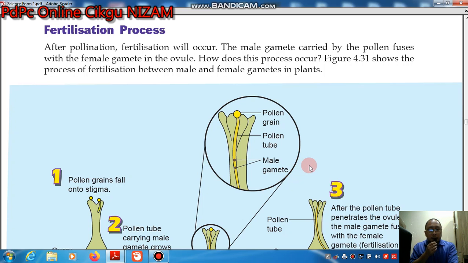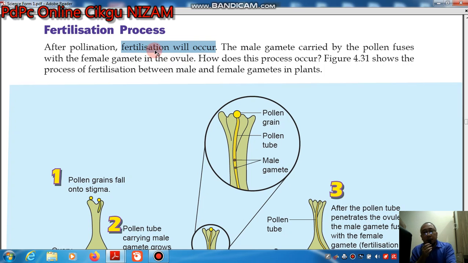Today we will proceed with our learning session by discussing the fertilization process. Last week we discussed the process of pollination and the types of pollination. Now we will learn what exactly happens after the process of pollination. After the pollination process, fertilization will occur.